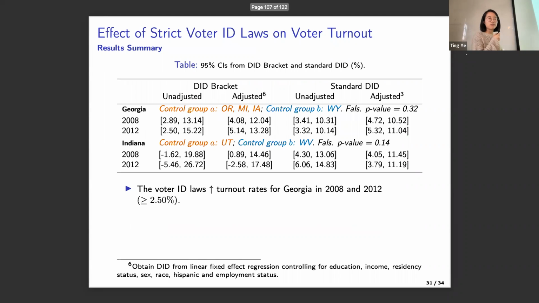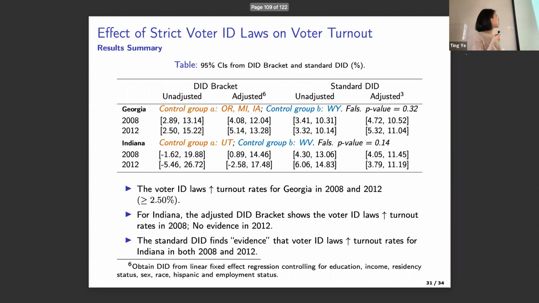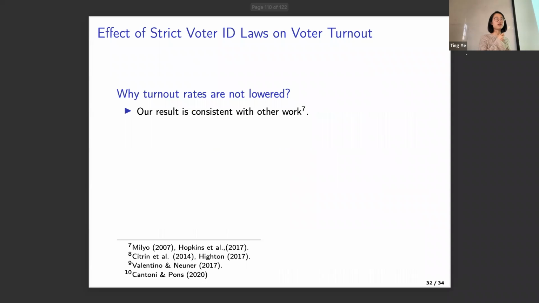Okay, similarly for Indiana, we see that the voter ID laws also increased the turnout in 2008, but there is no evidence in 2012. Using the standard DID, they find evidence that the voter ID law increased the turnout rate for Indiana in both 2008 and 2012. So you may be curious why strict voter ID laws did not lower the voter turnout. In fact, our result is consistent with many existing works, and there are three major hypotheses or explanations for this phenomenon.